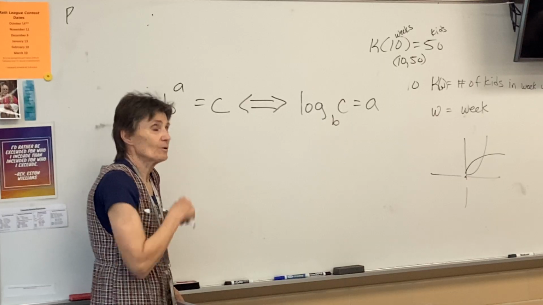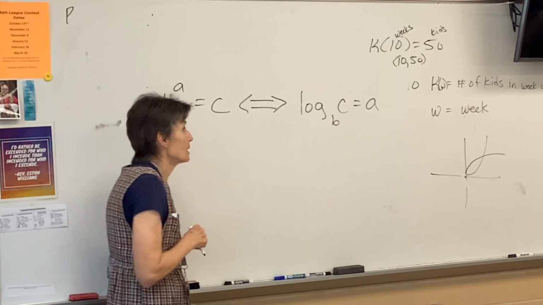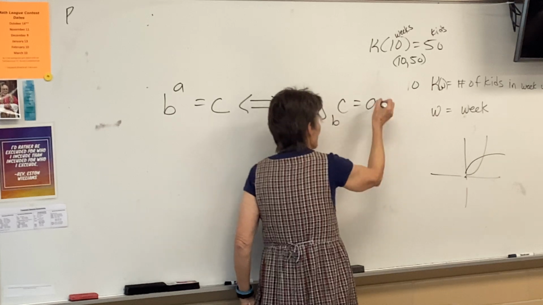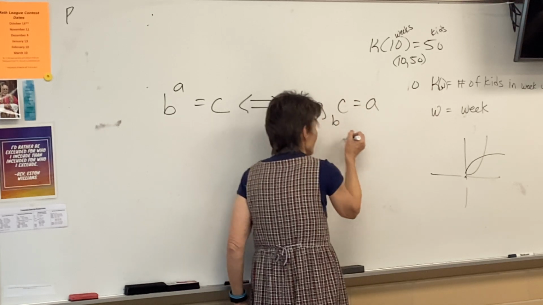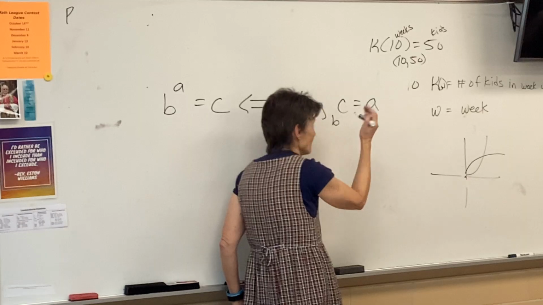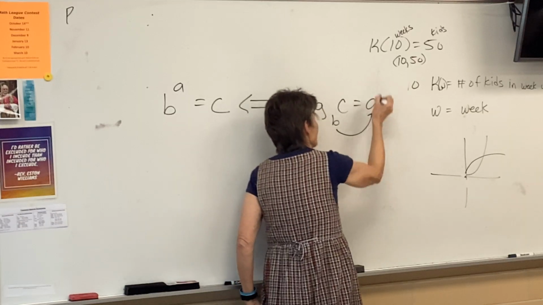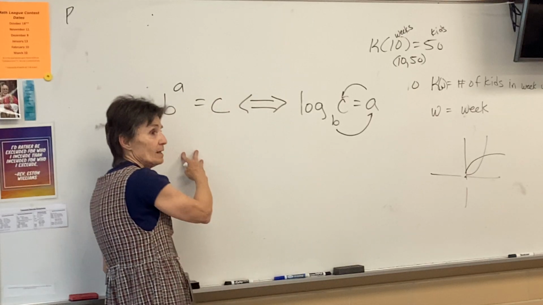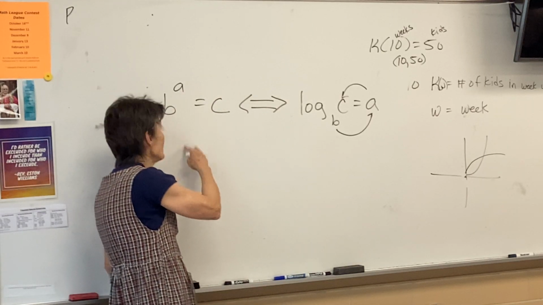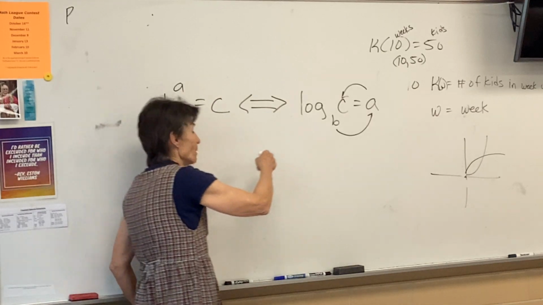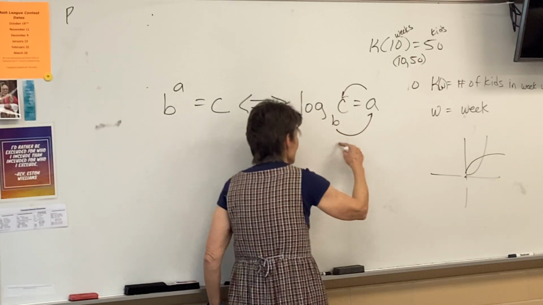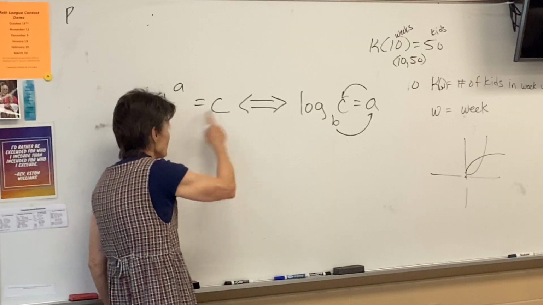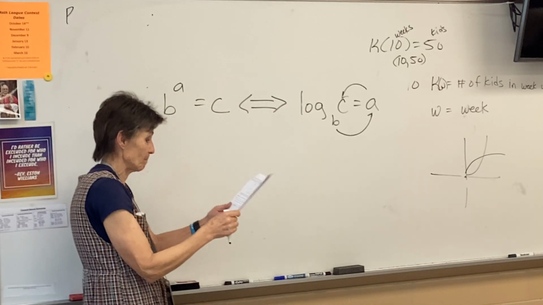Now, when I learned this a long time ago, my teacher called it loop-de-loo, and that's how I remember it. I've had different ways of talking about it. But you can always rewrite a logarithm as an exponent. We don't very often go the other way, but we do this a lot. b to the a equals c. These two are exactly the same expression.